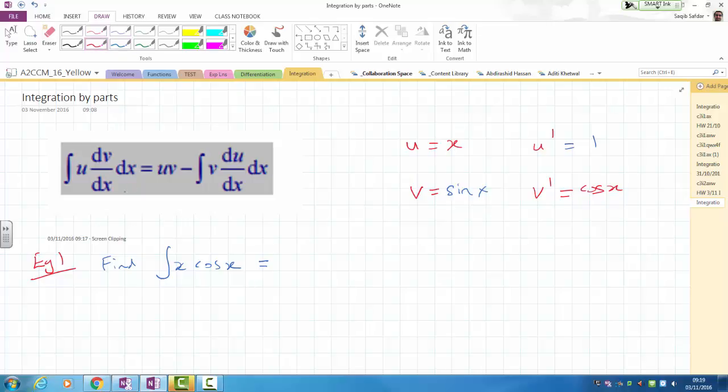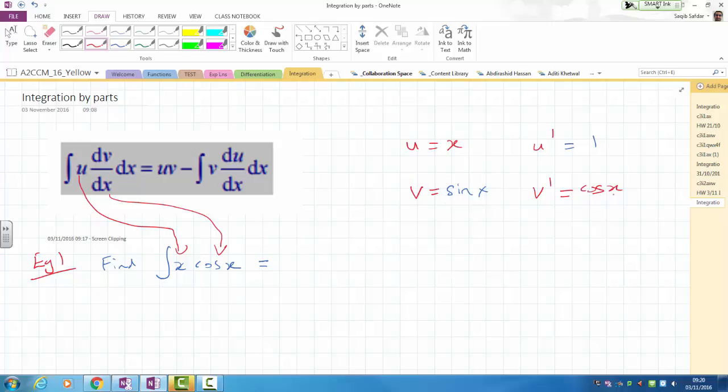Too many people talking. Right, the first thing is, here, u is x and v prime is cos x. The second thing is, when you differentiate sine, you get cos x. So when you integrate cos x, you get sin x. If I differentiate cos x, then I get minus sin x. But I'm not differentiating it, I'm integrating it.